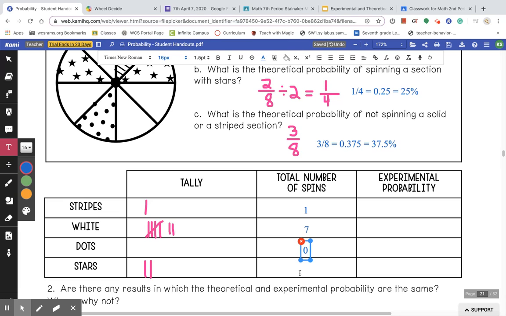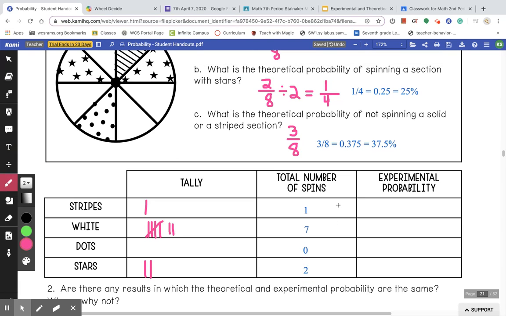And stars, it landed twice. So to get the experimental probability for stripes, the total number of spins that it landed once on stripes is going to be 1 out of 10, because I spun the spinner 10 times, and out of those 10 times, it only landed on stripes once. So then I'm going to convert that into a percent. So remember to do that.